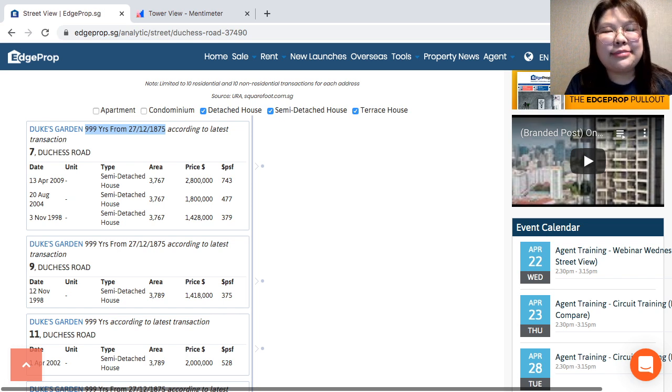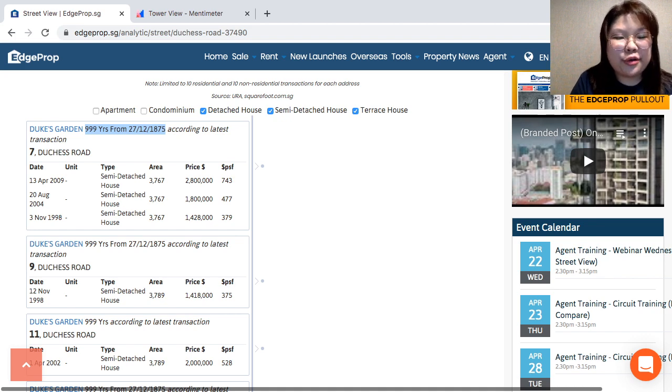Because sometimes along the street there would be different tenures. You may be wondering, hey, I'm marketing this unit number 7, which is a 999 year, but maybe along the same street we have another unit which is 99 years, and therefore the asking price is much lower. So you can come here to check on the tenure as well as the number of transactions that happened after 95 that are not full cash transactions.